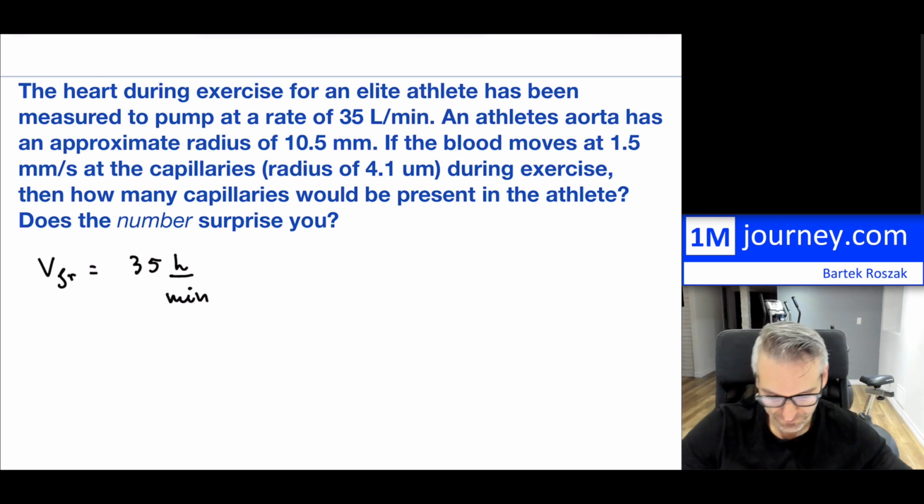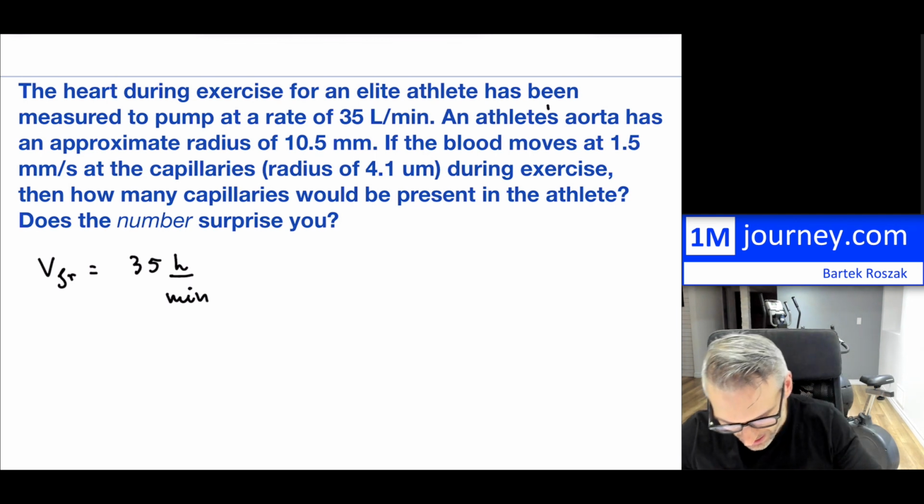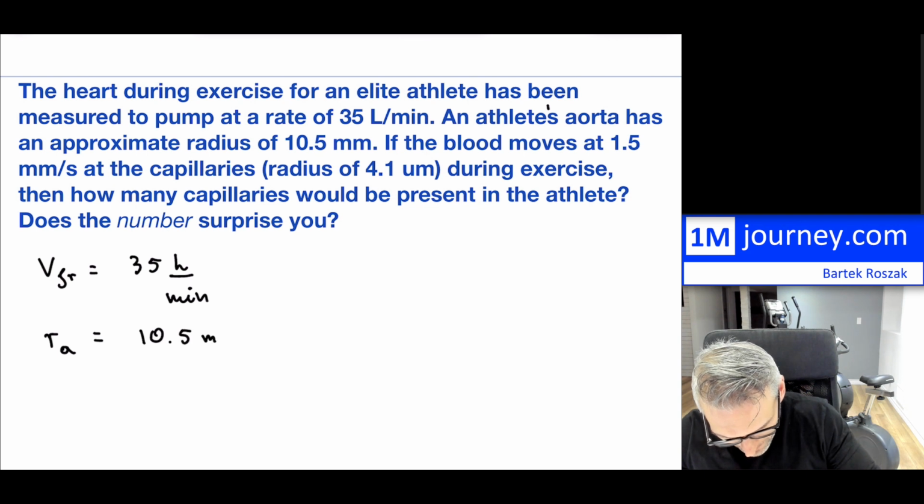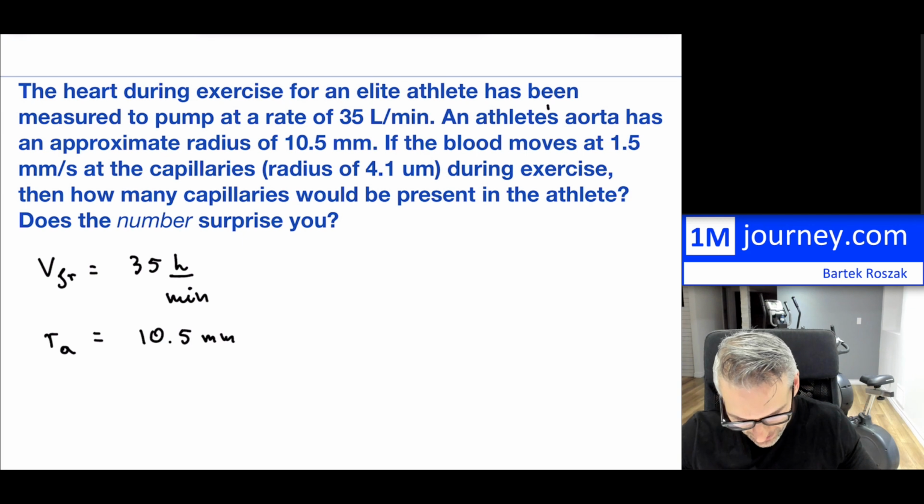So that's that. Now, an athlete's aorta has an approximate radius. So this is going to be the radius of the aorta. I'm going to put little a for aorta. And that's going to be 10.5 millimeters. And that's the radius, at least for this athlete.